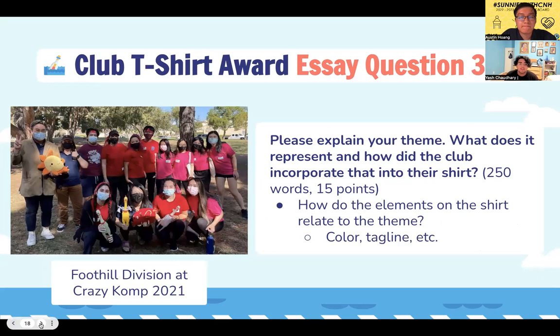And then lastly, our last essay question is: please explain your theme. What does it represent and how did the club incorporate that into their shirt? When you're making a design, I'm pretty sure every designer always has a design and makes it for a certain reason. There's a certain reason they use that color, that tagline, that element. So just think about how you used these elements to relate back to your theme.